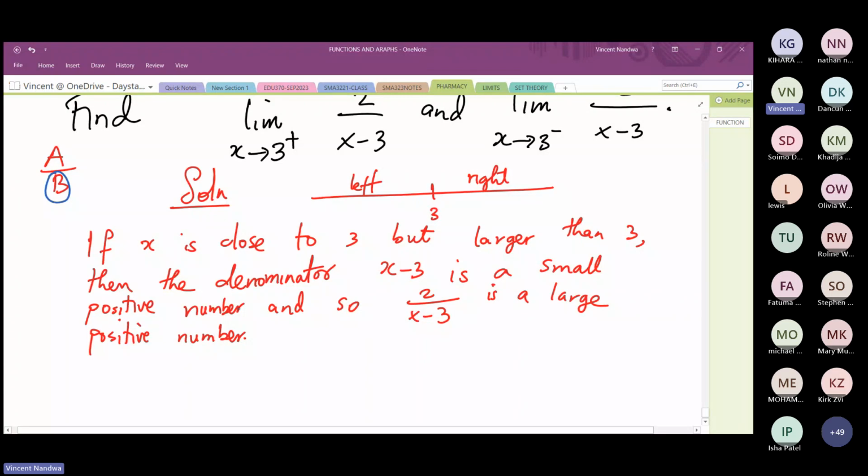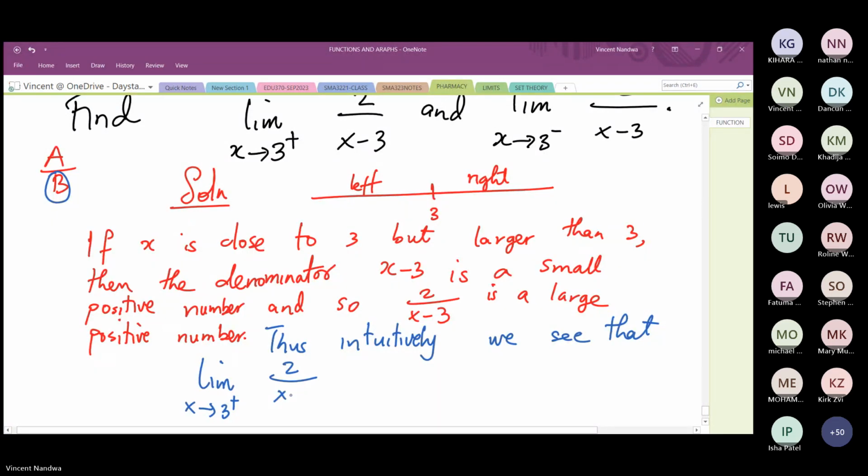So does this intuit mean the limit as x approaches 3 from the right hand side of this fraction is going to be positive infinity. So positive infinity is a sign used to show a very large positive number.